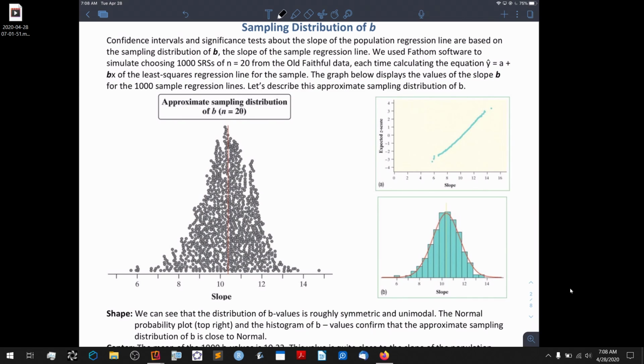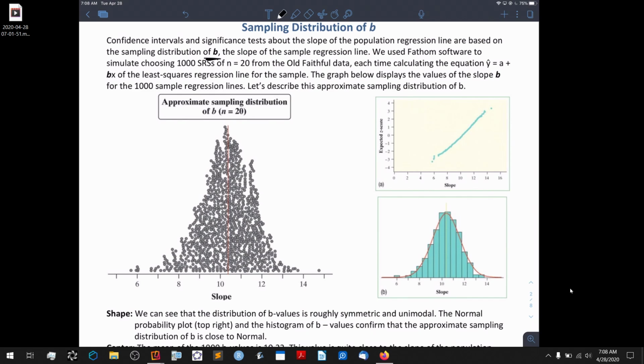We don't prove the theory behind sampling distributions in this class. As you know, that's a little bit outside of the scope of our mathematical knowledge, right? But it says confidence intervals and significance tests about the slope of the population regression line are based on the sampling distribution of b, the slope of the sample regression line. Okay, and so they used Fathom and they came up with this.